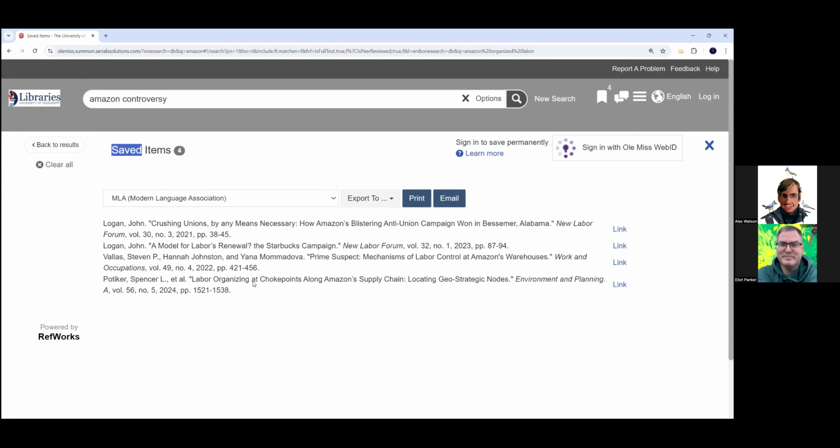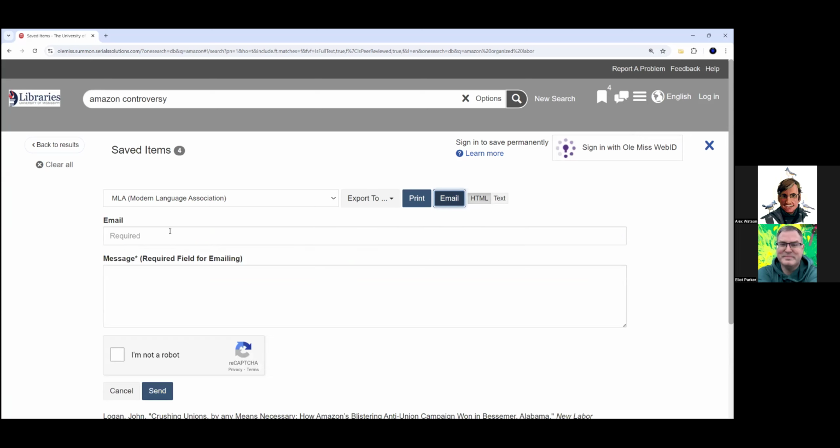Now, it's important to note that these are generated automatically, so they may have some mistakes. It's important to double check them. That being said, double checking the citations is certainly a lot easier than generating them by hand. And each of them will have a link to the full text of your article. So you can then send this off in the form of an email. And that email will include any citations that you've generated, as well as any links to the full text of those items. I'll go ahead and send this to myself.